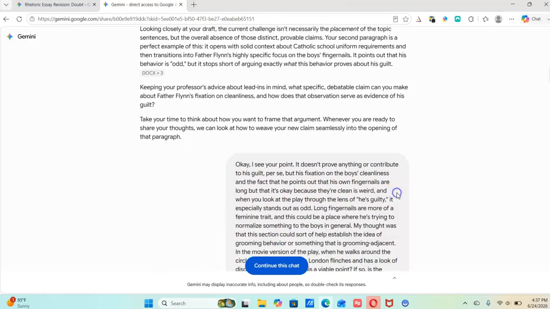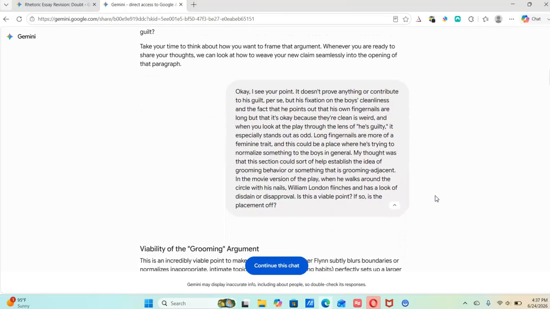And so here's what I did. Again, I'm pretending to be the student who wrote this paper. I said, okay, I see your point. It doesn't prove anything or contribute to his guilt per se, but his fixation on the boy's cleanliness, and the fact that he points out that his own fingernails are long but that it's okay because they're clean, is weird. And when you look at the play through the lens of he's guilty, it especially stands out as odd. Long fingernails are more of a feminine trait, and this could be a place where he's trying to normalize something to the boys in general.